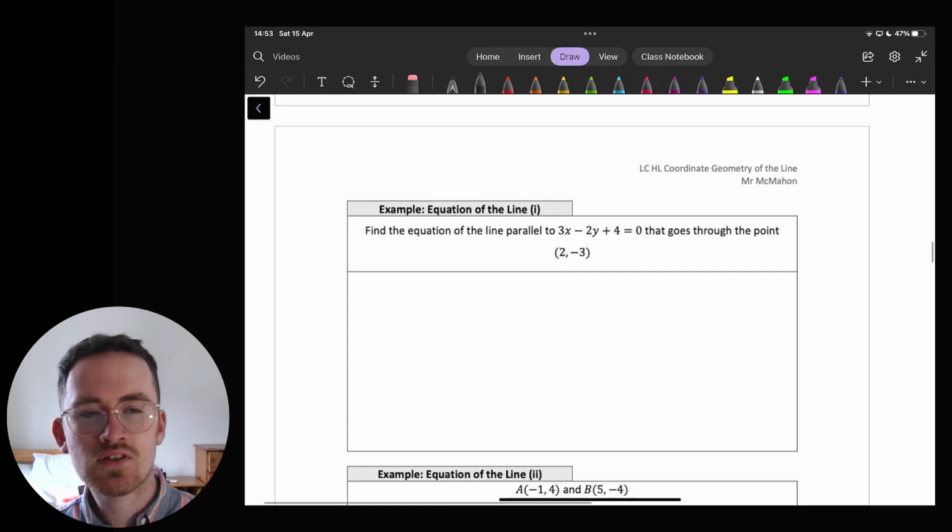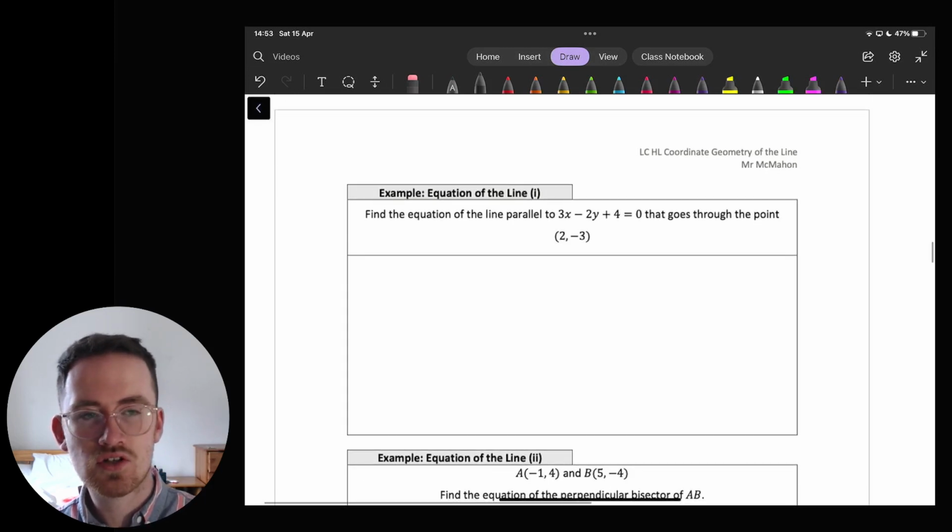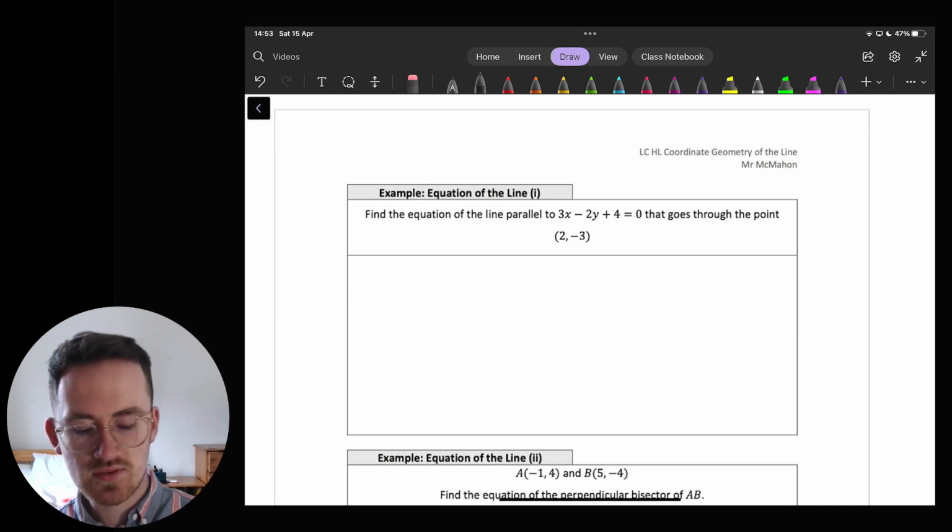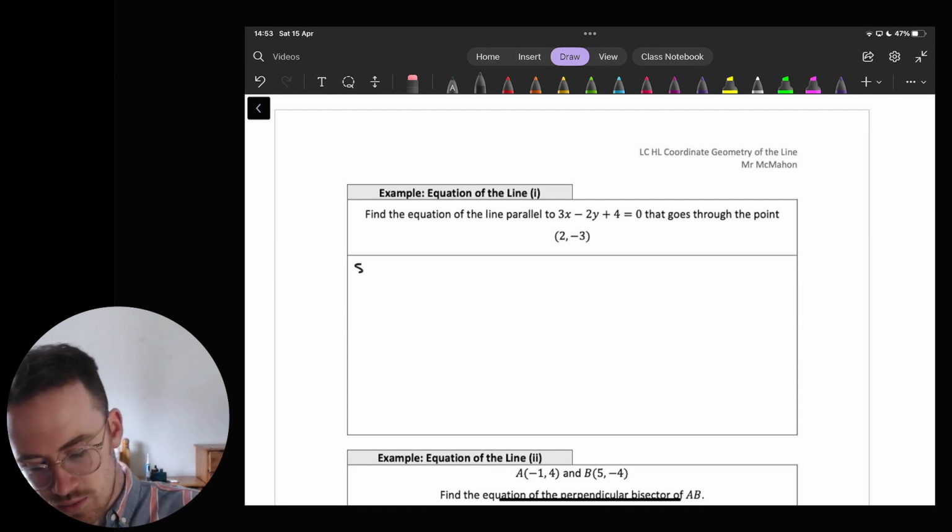Find the equation of the line parallel to 3x minus 2y plus 4 equals 0 that goes through the point (2, minus 3). We have two ways of doing this. We could look for the slope of this first line, which is minus a over b, so minus 3 over minus 2, which is, of course, just 3 over 2.